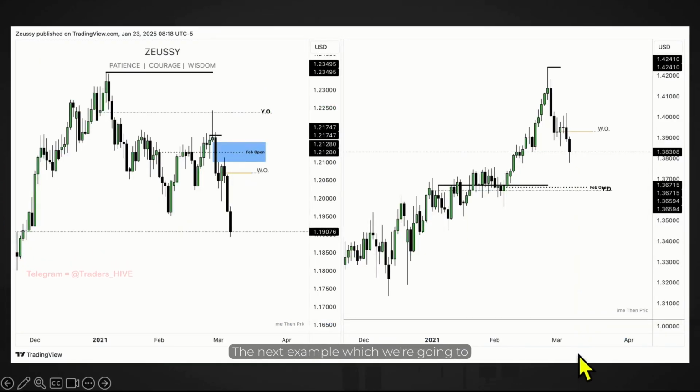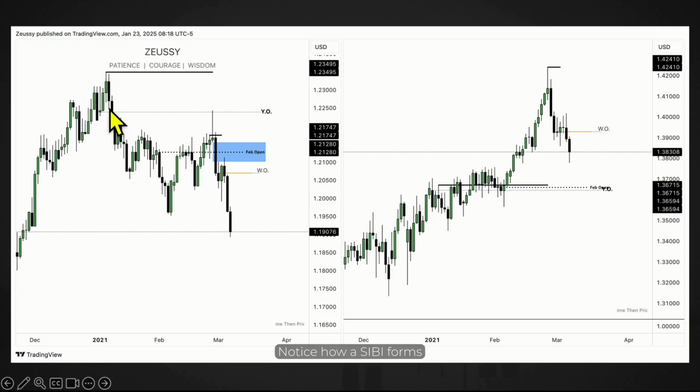The next example which we're going to discuss is a swing trading opportunity on both Euro and GU, as you can see right here. On the left, you can see the Euro daily chart, and on the right, you can see the GU daily chart. Now, what I want you to see first of all is the following. From the yearly open on Euro, we saw the market initially run up higher, form this swing high, and then we saw the market displace lower.